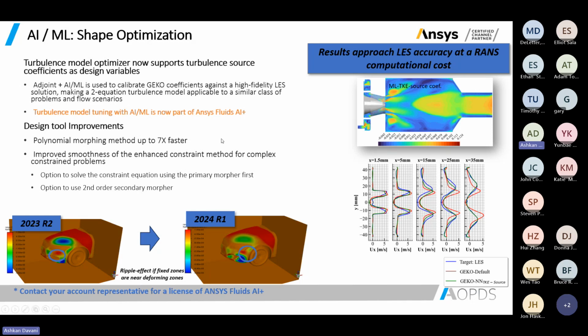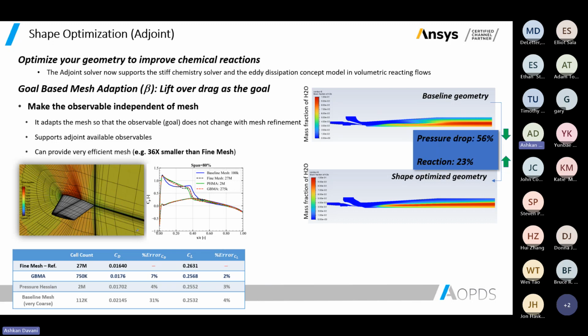There are new mesh morphing technologies, which, compared to the benchmarks, produce better, more accurate results. You have the option to solve the constraint equations using the primary morpher, and then the second morpher, the second order, leads to even better results in terms of optimized solution. And still different updates on the optimization in the adjoint-based solver.